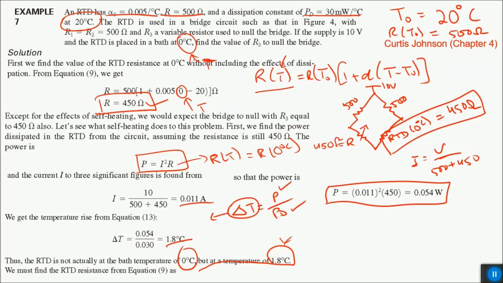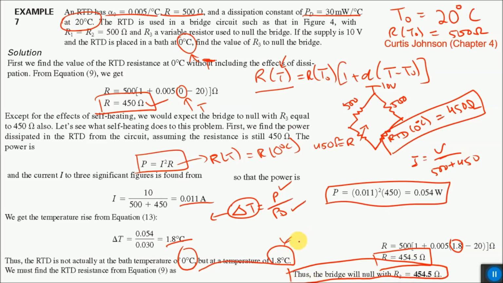So let's find out the value of R again, and that is found by putting 1.8 instead of 0 here, and that comes out to be 454 ohms. So the bridge will be nulled at 454 ohms instead of 450 ohms. So if we ignore that, our bridge will never be nulled, and this would be considered as error in the readings that we are taking from this RTD. So we should reduce this current as much as we can.